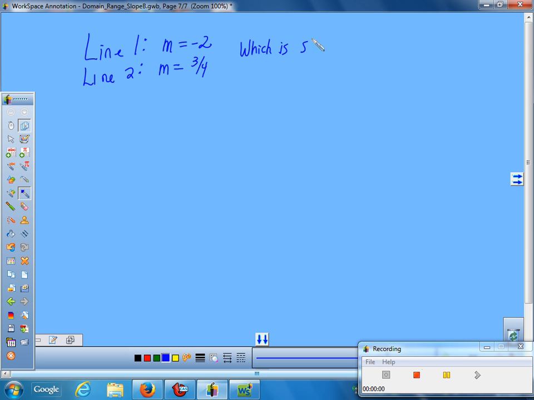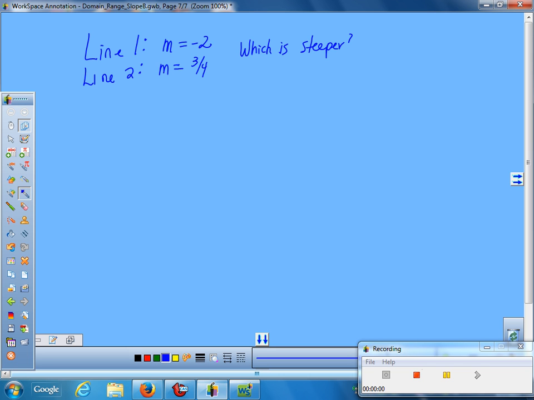I'm asking you which is steeper. So in other words, which has a sharper angle? -2. Obviously, line 1. Okay, but my question is, does the negative matter if you're talking about how steep it is? The negative just indicates whether it's going up or down, but that's not affecting how steep it is. It's the slope itself that's affecting how steep. So all you need to look at is which is the bigger number, 2 or 3/4.